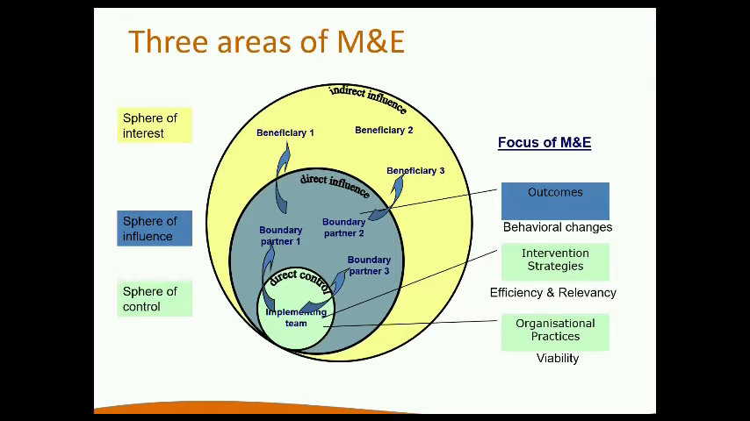And our outcomes would sit in this blue circle here as a sphere of influence. That's what we, as a program or a project, can try and influence: the changes in our boundary partners that are happening here. And our strategies and our organizational practices and what we're doing as a project or a program comes in here in our sphere of direct control.